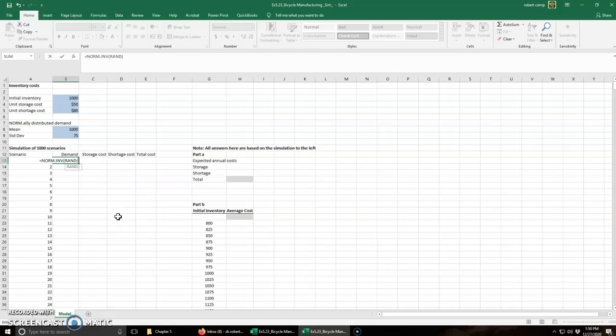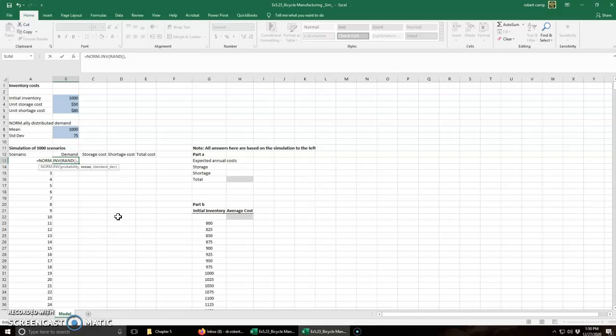So we'll use RAND. Now RAND is one of those functions that there is nothing that you put in, just open and close the parentheses, and it's going to run. So that gives us between 0 and 1. What do our probabilities end up? Between 0 and 1. So that's great. That's going to simulate demand for us.